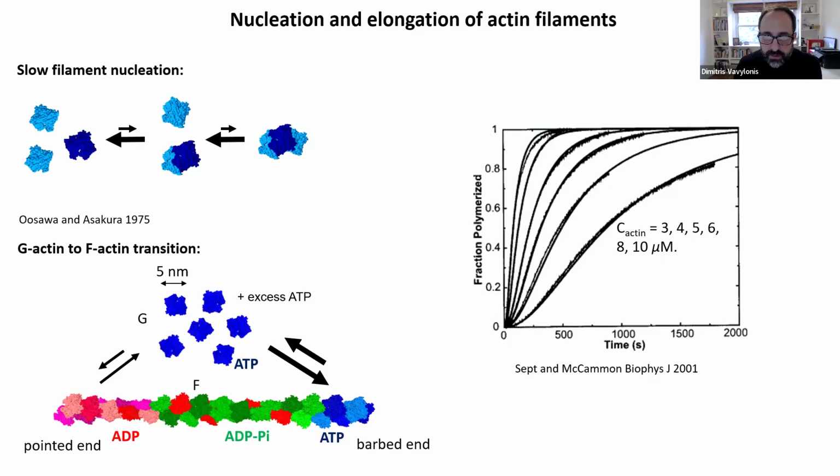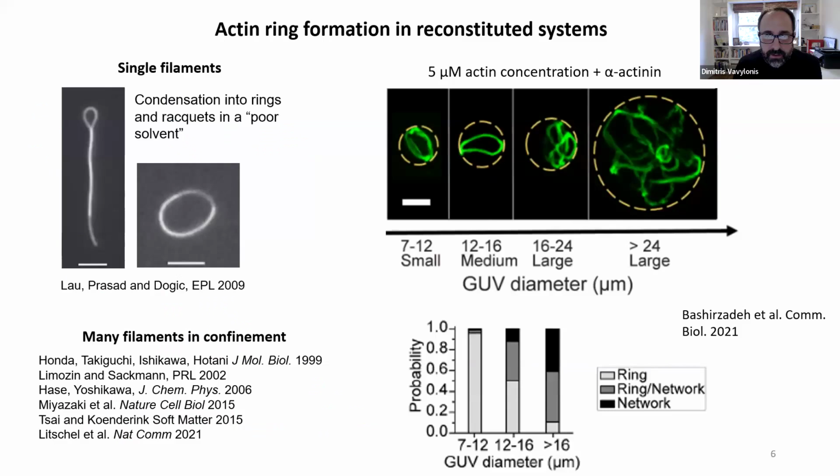So, I mean, the topic of ring formation in vitro has been fascinating to researchers in the cytoskeleton area for a long time. And we know that actin filaments, being flexible, can fold up and make rings on their own in conditions where we have a cross-linking protein that links the filament together, or in a poor solvent condition, as shown here.